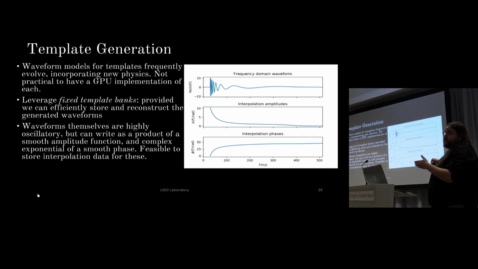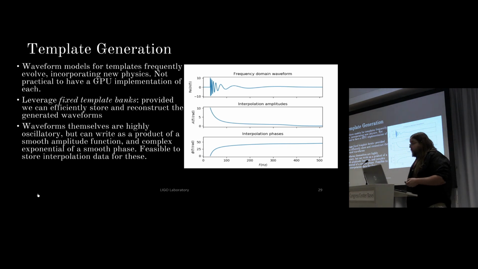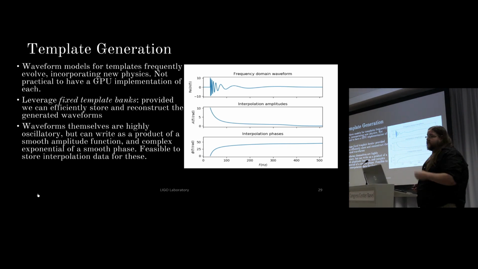This is what it looks like in the frequency domain. You've seen what it looks like in the time domain, but this is what it looks like in the frequency domain. One of the things you can realize is that it has this oscillatory pattern, and you can separate it out into an amplitude component and a phase component. And you'll notice that these are very nice, smooth functions. And what we can do is approximate these just by linear interpolation.